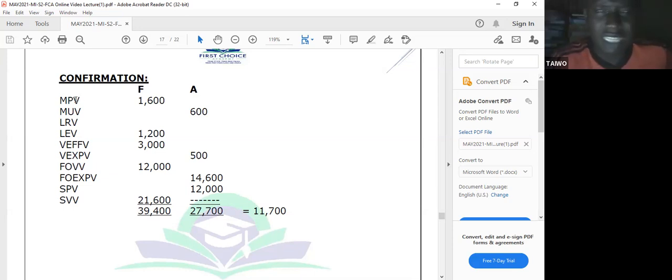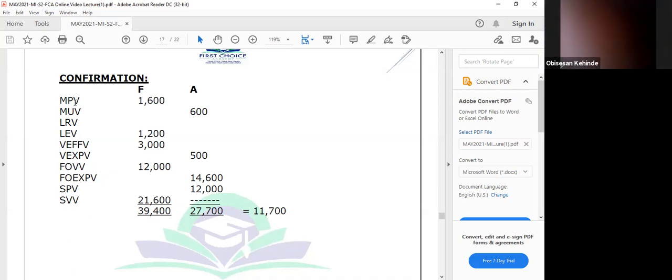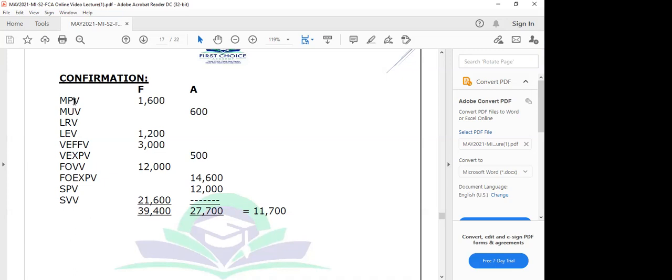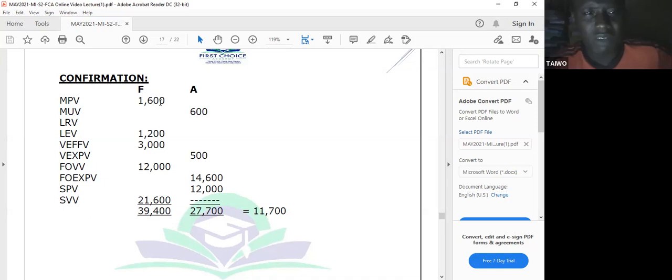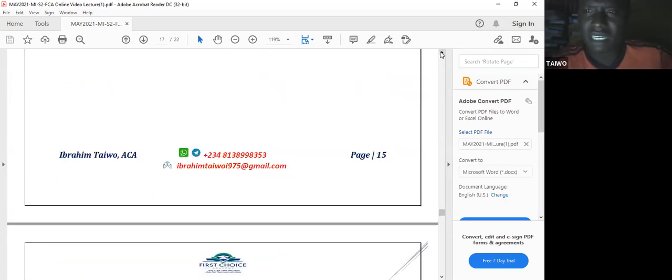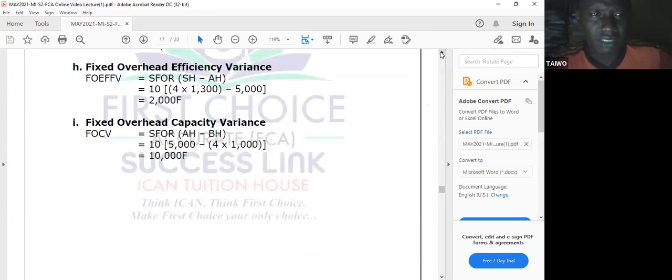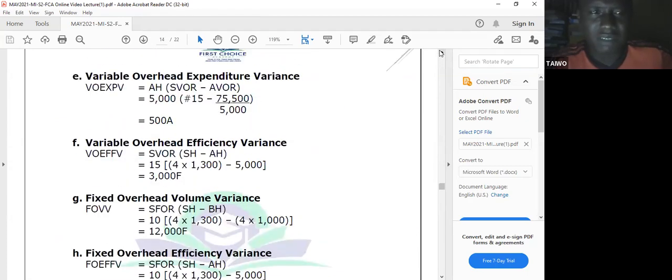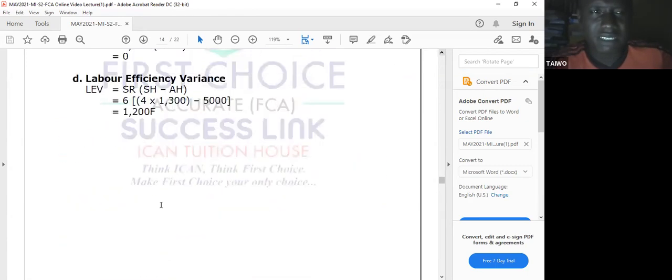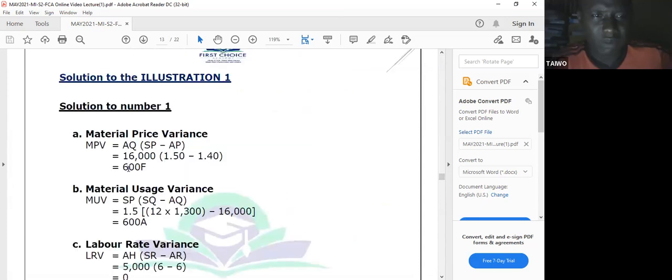Now, which ones are the favorables? Which ones are the adverse? Let's start with the material price variance. For the material price variance, is it favorable or adverse? It is favorable, 1,600. You go and check it, material price variance in our computations. Can you see? For material price variance, we pick it one by one. Material price variance is favorable. Look at the 1,600 favorable.